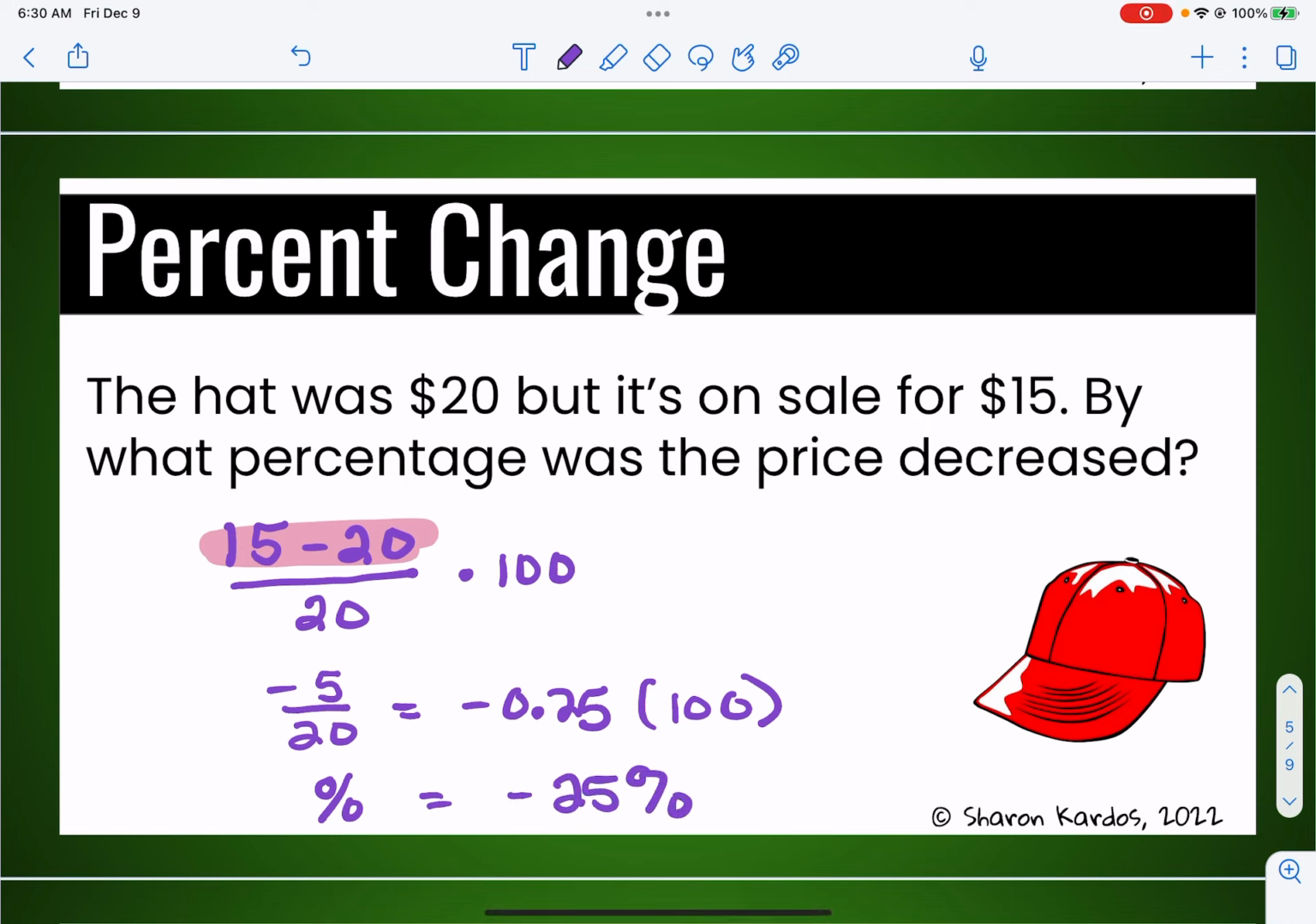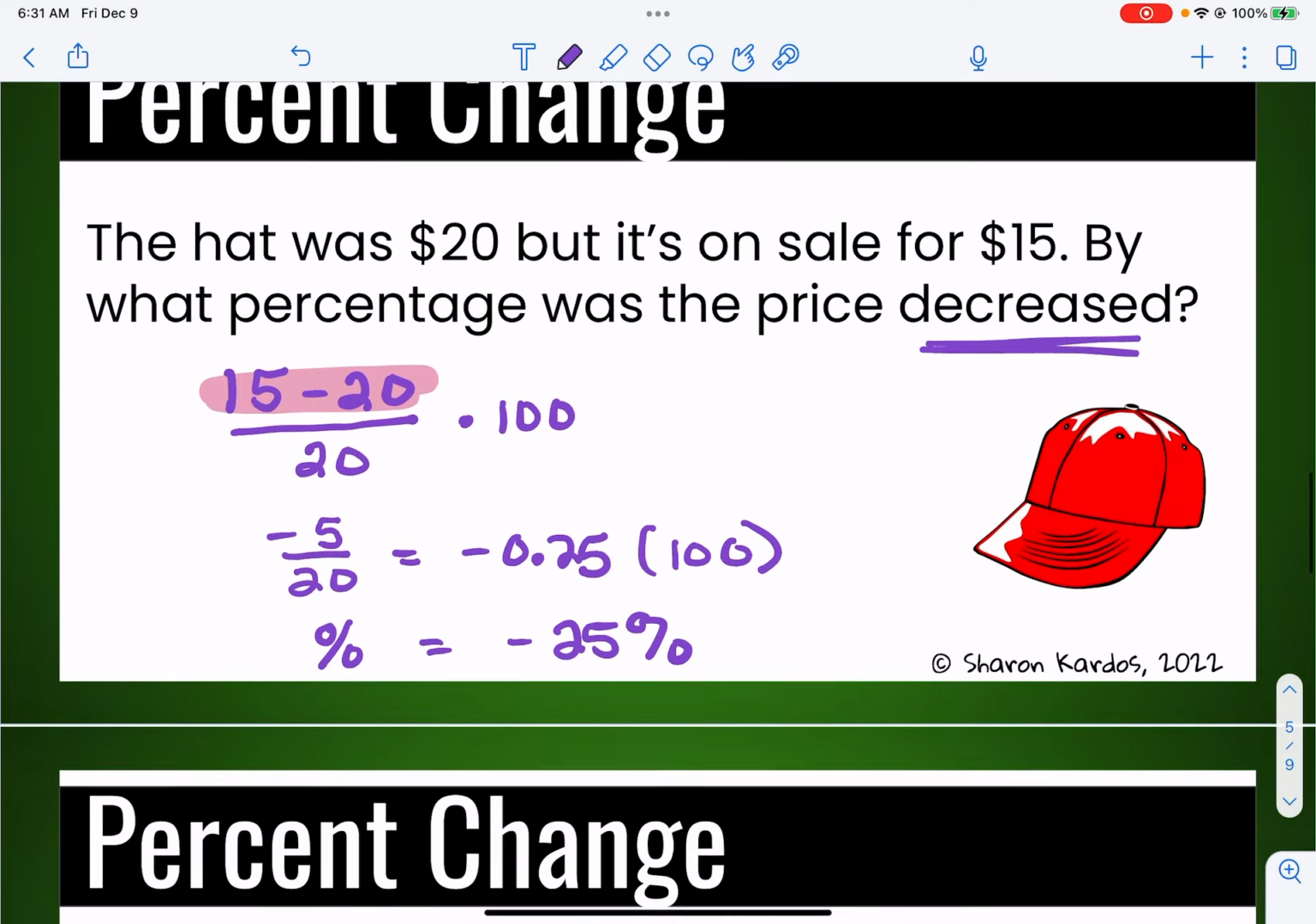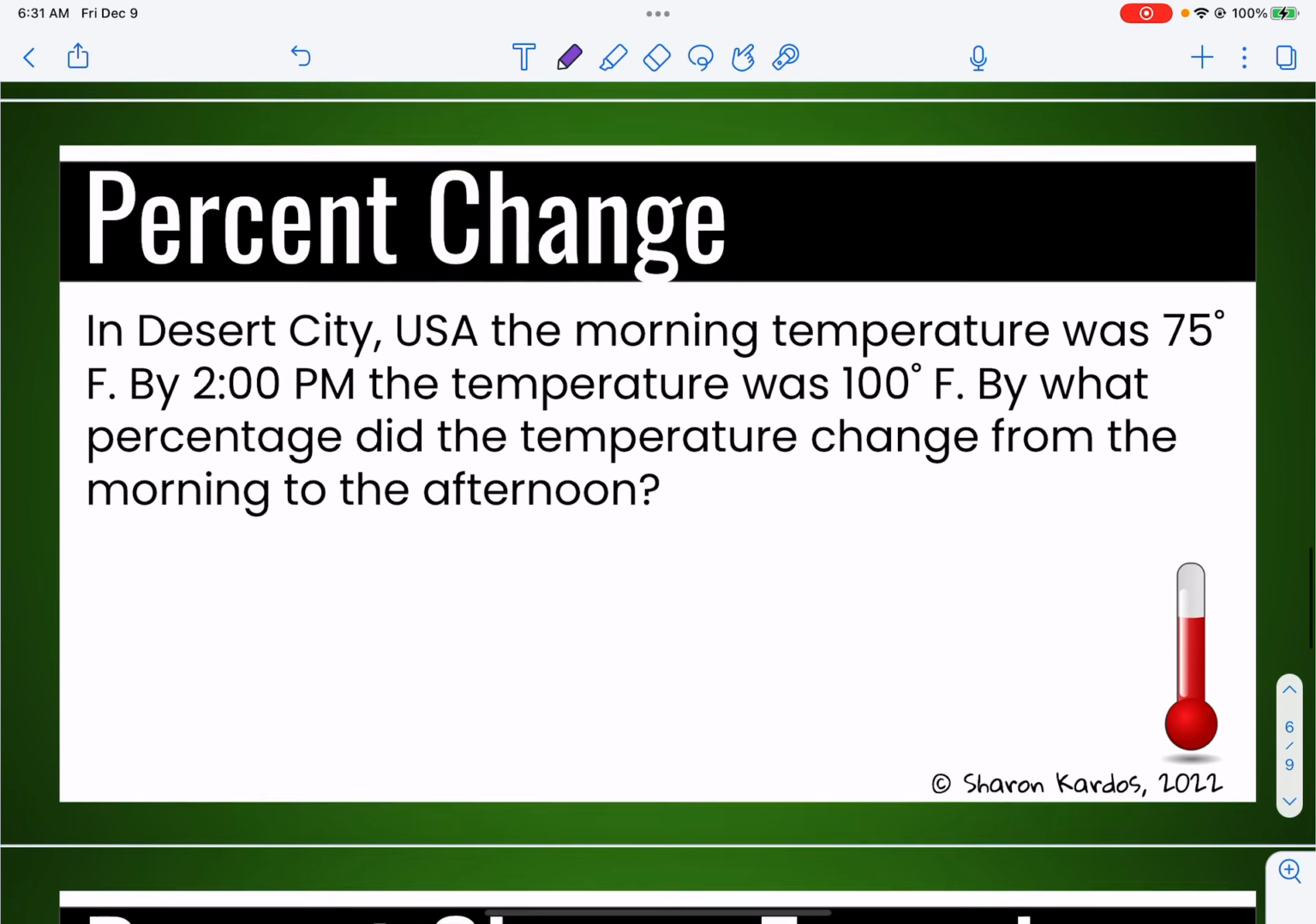So the price of the hat was decreased by 25%. So not too bad. That's a pretty good deal we're getting on this hat. They have put it on sale for 25% off. So again, the formula is the new minus the old divided by the old. And then we just multiply it by 100. So let's try one more.